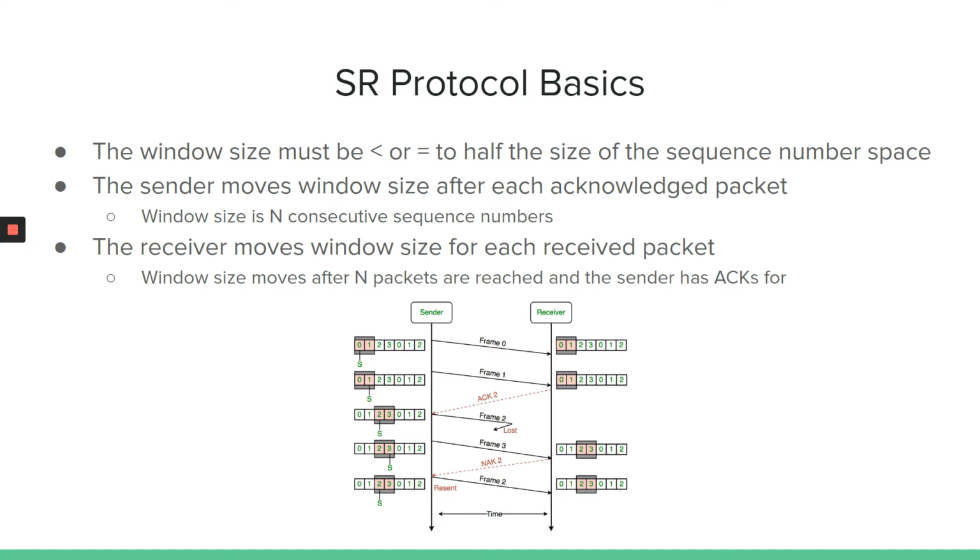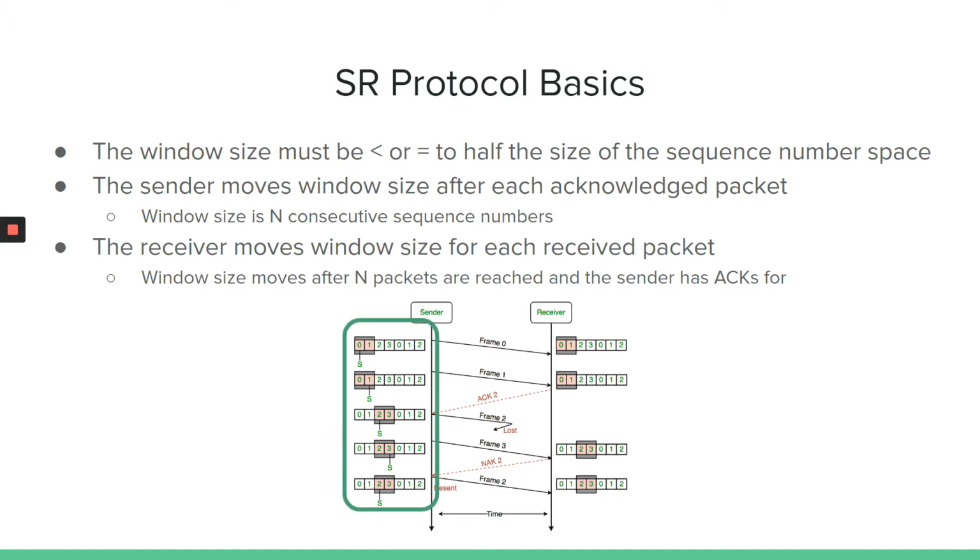But what does the sender and receiver do with this sequence and this size? Well, the sender moves the window after each acknowledged packet. In turn, the receiver moves the window for each received packet, meaning that it moves when n packets are reached and the sender has acknowledgement for those packets.